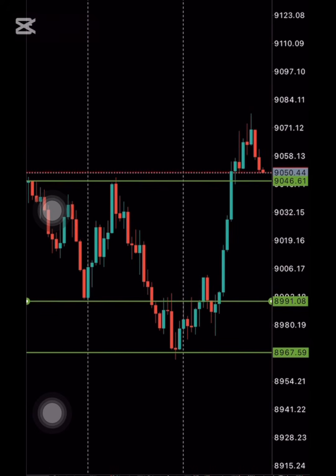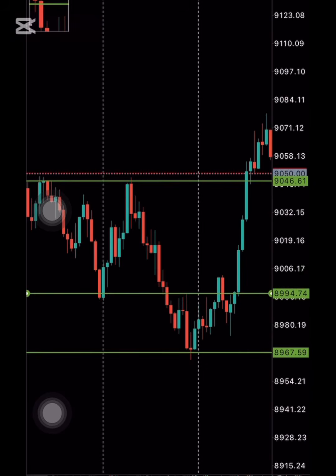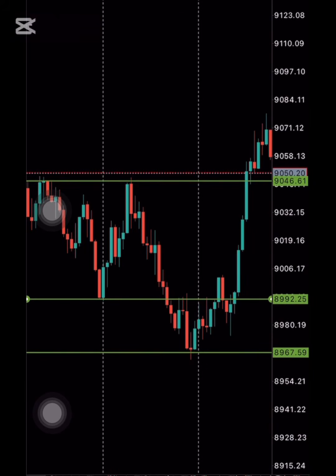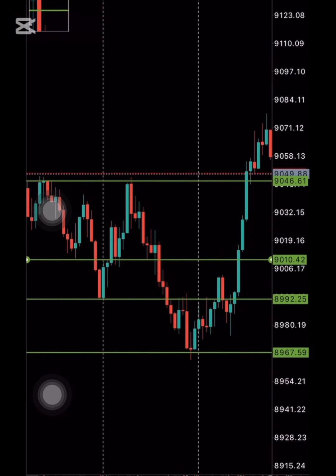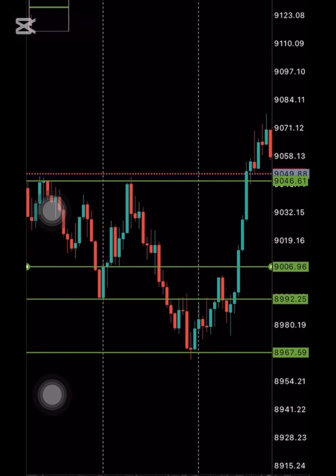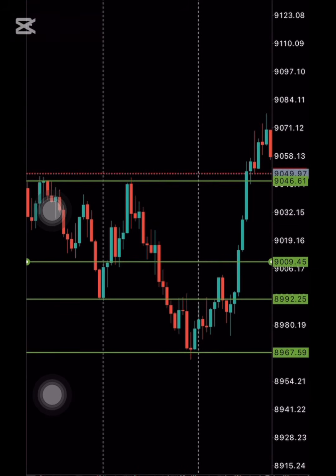If you don't know how to mark your zones, you can check out this channel. We have a video on how to mark your support and resistance, how to do top-down analysis. You see how I mark my zones. So we have this zone, I've marked it. We have another one here. Look at this other one here. It's a zone also. So we mark it, right?